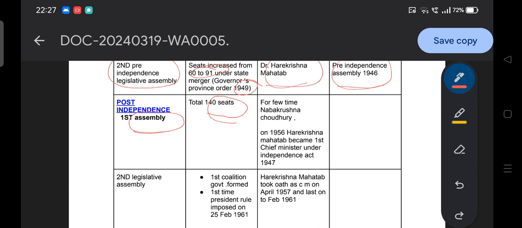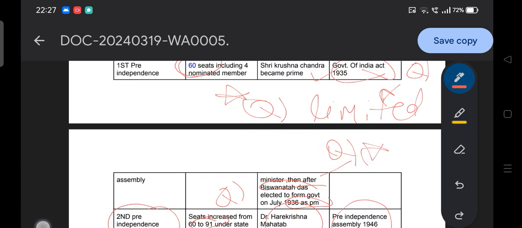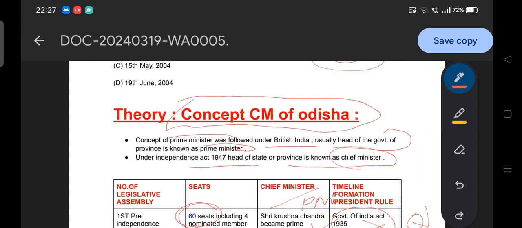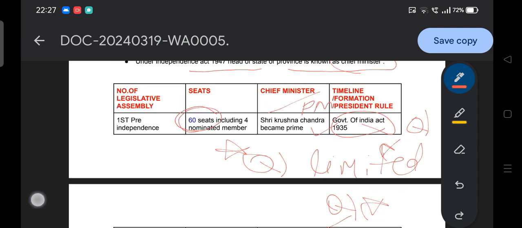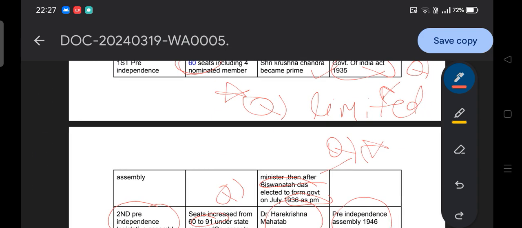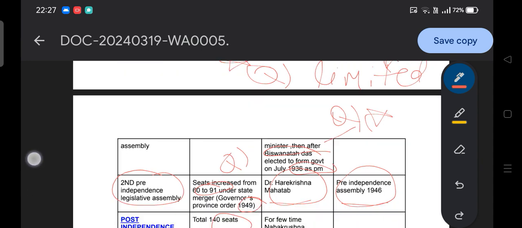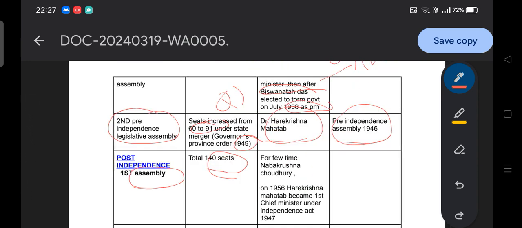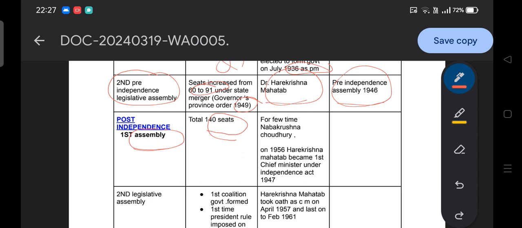Then who is the chief minister here? Here we will consider the head of government, the chief minister, as we discussed in this slide. In this slide we discussed the concept of prime minister and chief minister. Under the pre-independence government, the head of government was known as the prime minister. But in post-independence time, the head of the government is known as the chief minister. You have to be clear about that. So who is the chief minister? For a short time Nabakrushna Choudhury was chief minister.